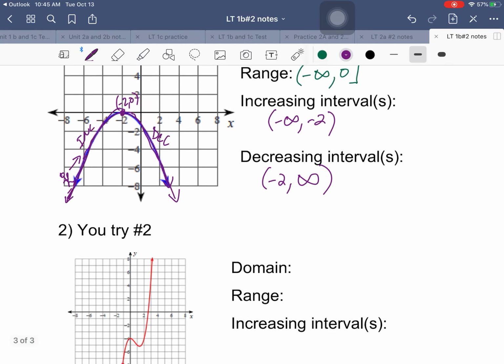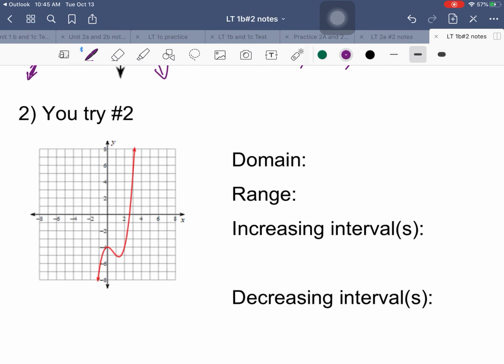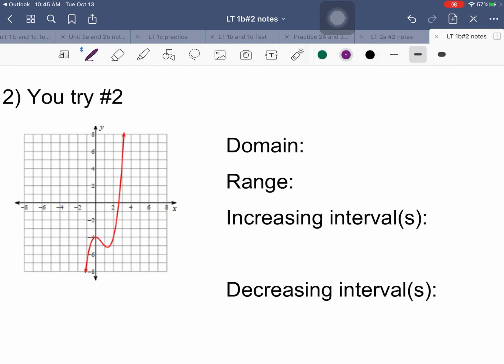All right, let's try out another problem. So another you try. So pause the video, work this problem out, estimate the points. So estimate the coordinates. And when you're done, unpause the video and I will explain.